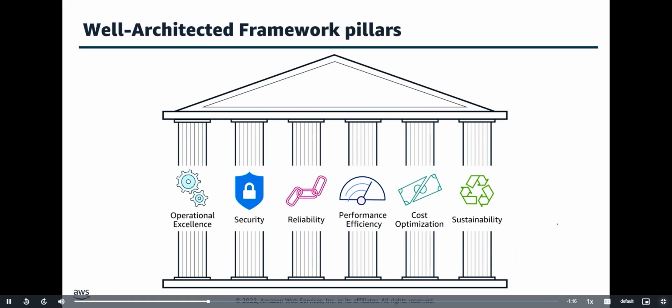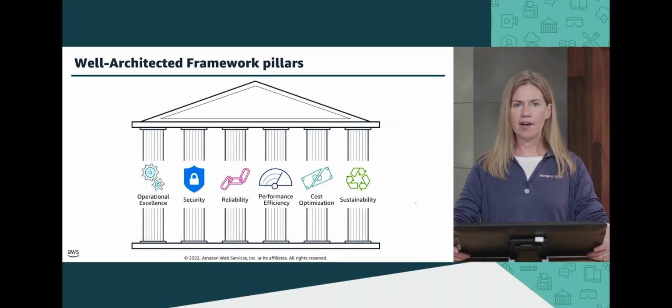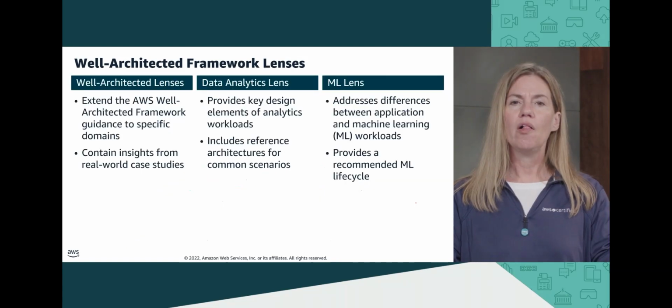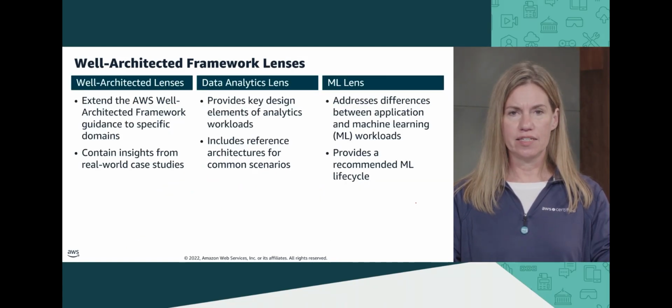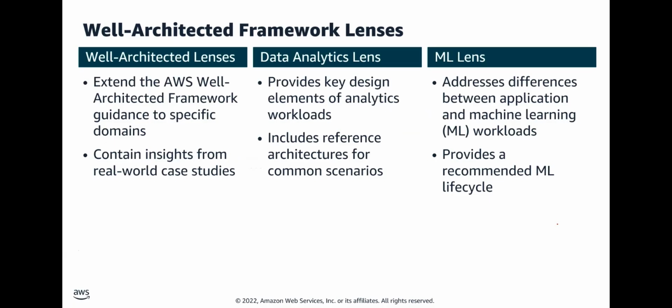The framework comprises 6 pillars: operational excellence, security, reliability, performance efficiency, cost optimization, and sustainability. The framework provides best practices and design guidance across each pillar to help you make choices and review existing architectures. The Well-Architected Framework includes lenses, which extend the guidance to specific domains. You'll find a list of the lenses on the main Well-Architected Framework page.